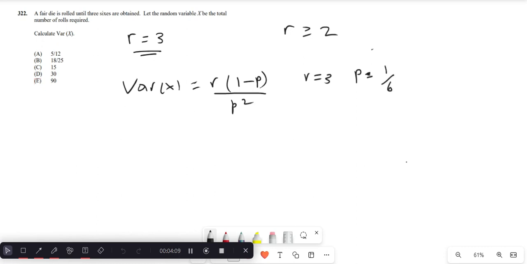So the only thing we need to do at this point is substitute the values into this formula. r is 3, we have 1 minus p, where p is 1/6, over p², that's (1/6)². Plug all of these values into your calculator and you should end up with 90, which is of course our answer E.